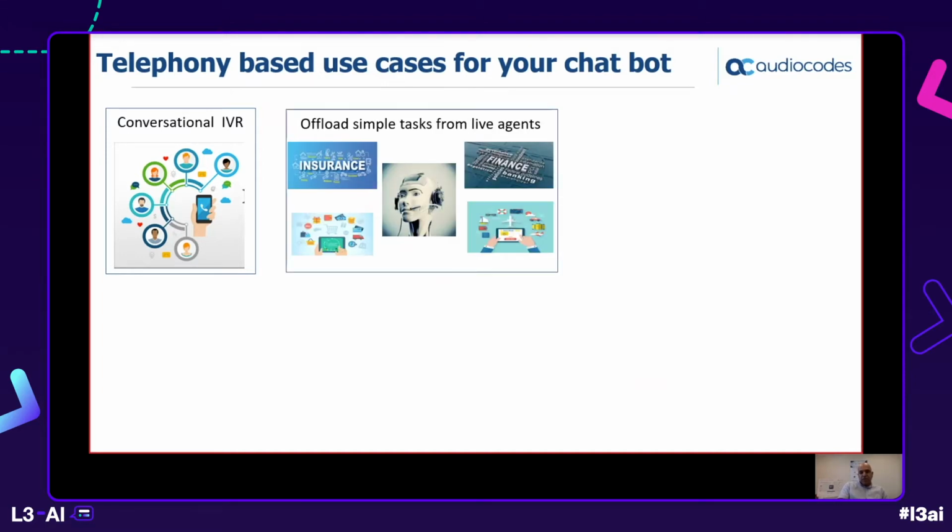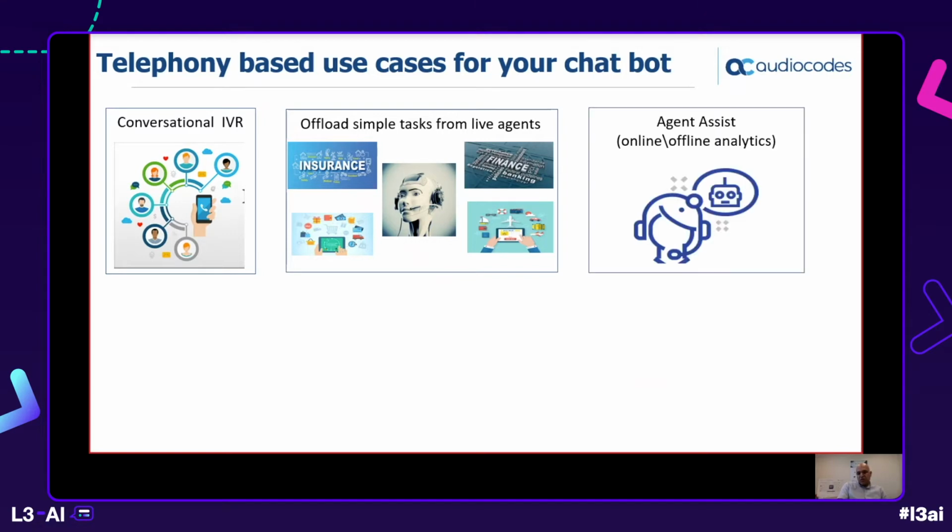Another use case is to offload simple and repetitive tasks from live agents. This way, instead of the customer calling a live agent or speaking with a live agent, the customer will speak with your bot. You can see here multiple use cases like insurance, finance, e-commerce, travel, and this is only a short list.